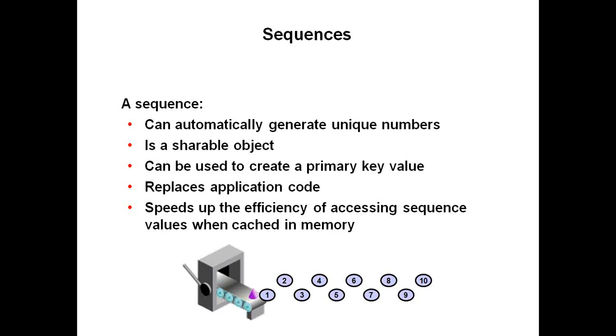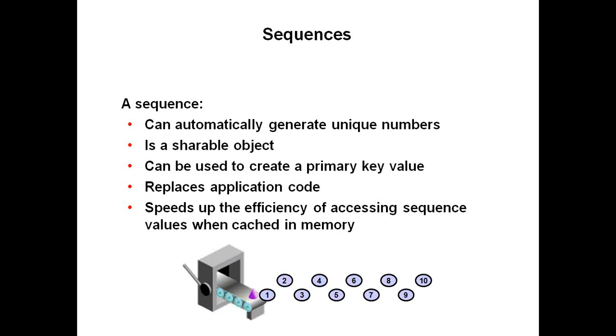That means you can create one sequence and use it in multiple tables. Usually we use that for serial numbers, and when we want to declare that serial number as a primary key value, etc. The advantage of using a sequence is, if you don't have a sequence, you need to write a small PL/SQL procedure or a small function so that you can generate a sequence number every time. With this sequence, you can avoid that code writing, and it will speed up the efficiency of accessing the values, because these values can be stored in memory.